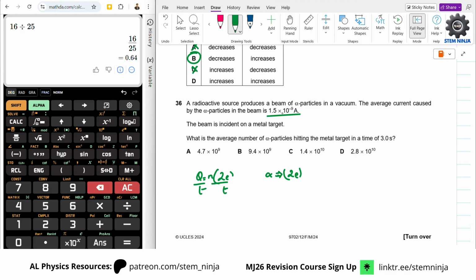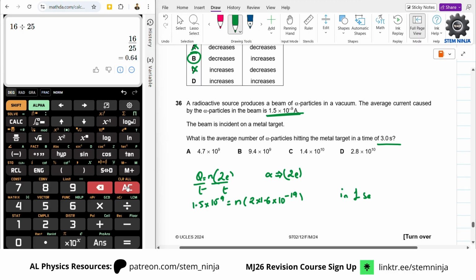So in 1 second, it is 1.5 × 10^-9. That means in 1 second, this is going to be n times 2 times 1.6 × 10^-19. So this is in 1 second.